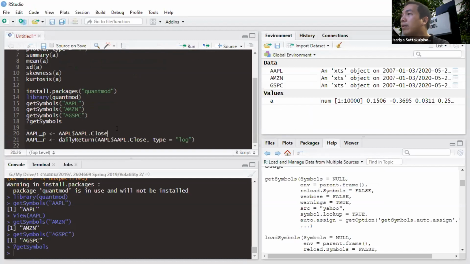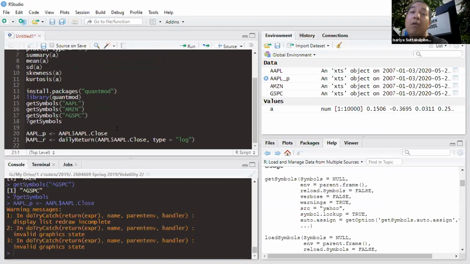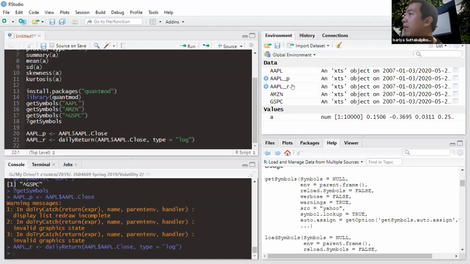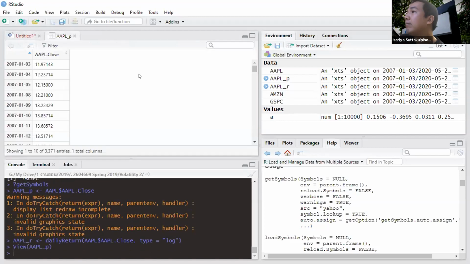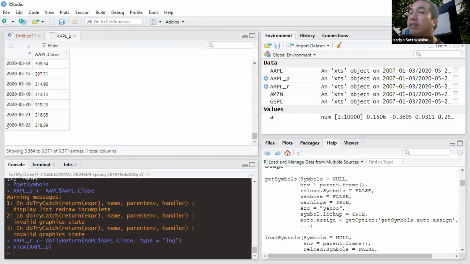So I ran this 20th line. Warning, just ignore it. Because right now we got data called AAPL underscore P, and that's basically the prices. And I want to have this R, so let's do that as well. And I also have now a series called R, returns. I can click on it. So now the price is basically the closing price from January 3rd, 2007, all the way to May 22nd, 2020.